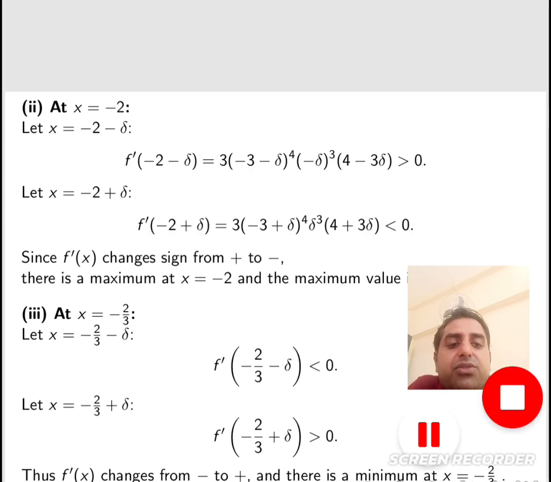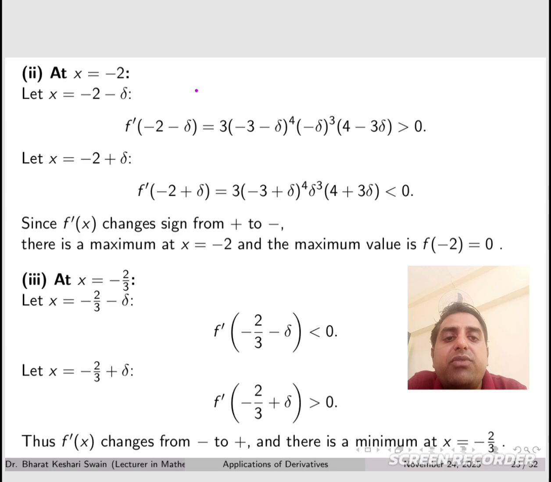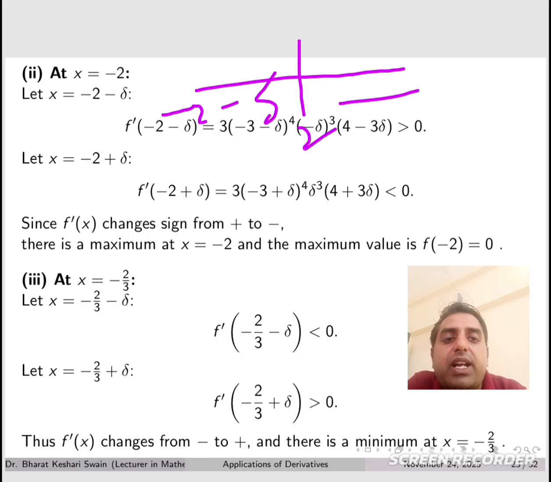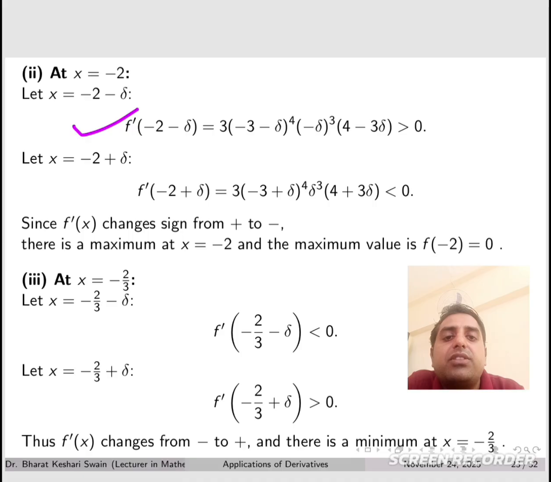At x equal to minus 2, we have to check the left hand side of minus 2, that means minus 2 minus delta, and the right hand side, that means minus 2 plus delta. For both we have to check. So for minus 2 minus delta, just put x in place of x in f dash and we got this term. And here after putting x equal to minus 2 minus delta, we got these terms.